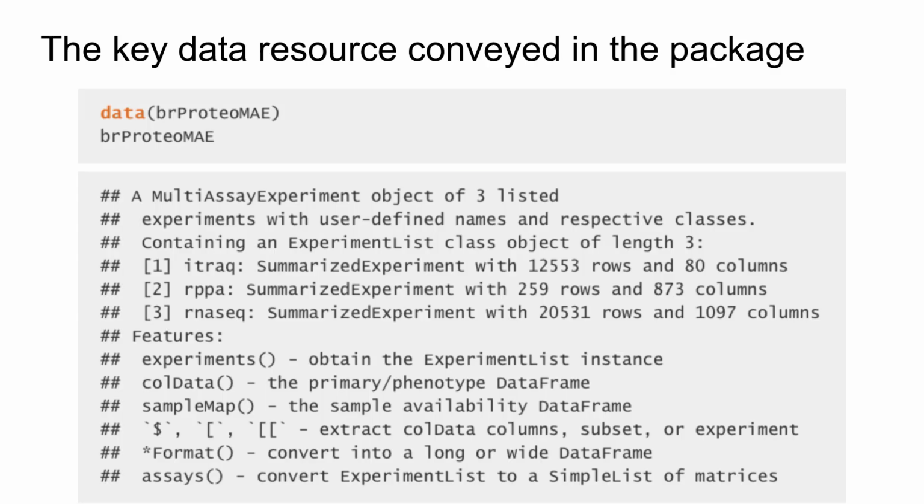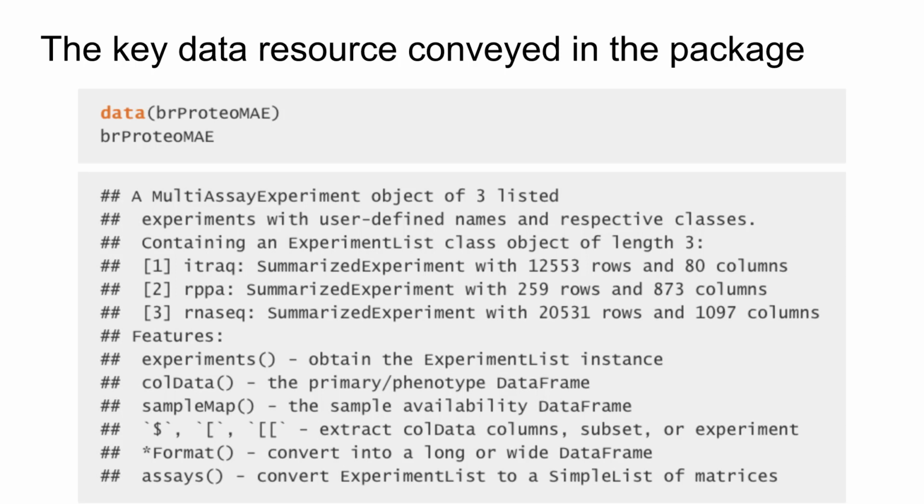This is what the data looks like. So I've stored here a ProteoMAE, proteomics multi-assay experiment, and it has 3 major experiments in it. It has an experiment called iTRAQ, which has 12,000 features on 80 samples. RPPA, which is the reverse phase proteomic array, 259 features on 873 samples. And RNA-seq is a transcriptomic study of 1,097 samples with 20,000 features, gene level.